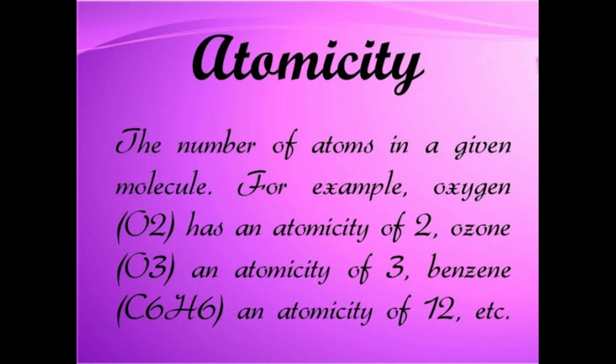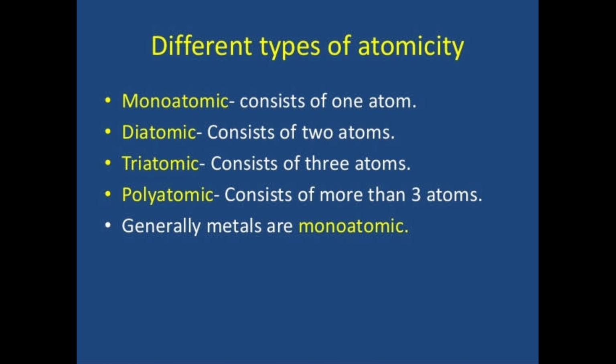Next is what is atomicity. Atomicity is the number of atoms in a given molecule. How many atoms are present in a molecule is called its atomicity. For example, oxygen we write as O2, so its atomicity is 2. Ozone, O3, so its atomicity is 3. Understood what is atomicity?